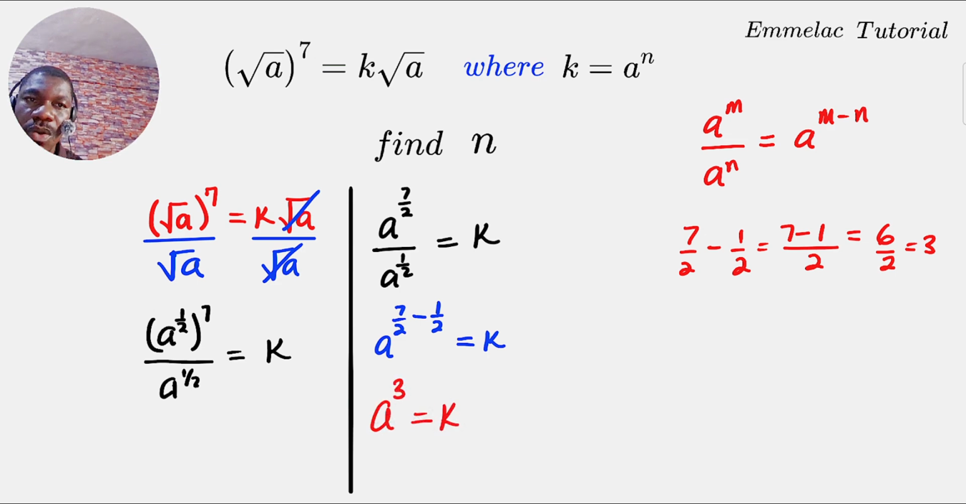Let us recall that from the question, k equals a raised to n. So we can clear off this k and replace it with a raised to n. Since we have a as the base on both sides of the equation, we can equate the exponents, which implies that n equals 3. And this is the final answer.